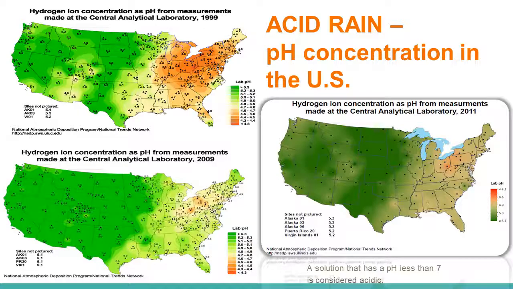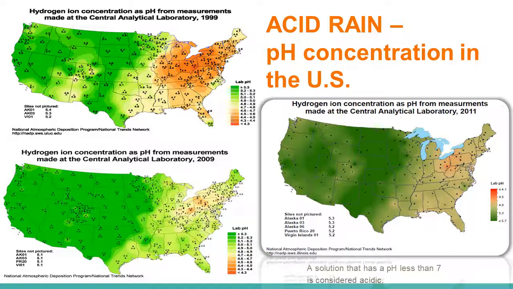The diagrams on the screen in front of you depict acid rain throughout time. The one in the top left is 1999 data, the bottom left is 2009 data, and here to the right is 2011 data. The green indicates a pH of greater than 5.3. It's still considered acidic, but slightly acidic. What we're looking at is the areas that have the reddish orange to light orange colors. Those are definitely indicators of acid rain from the samples that were collected in those regions.